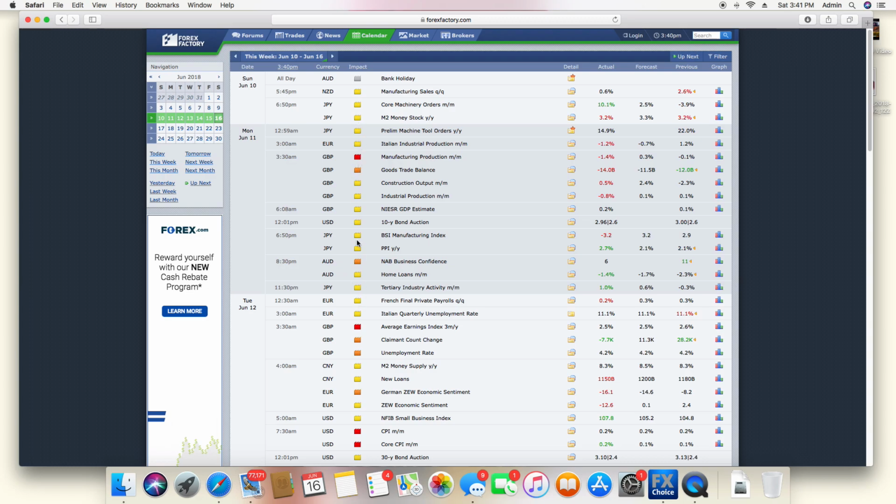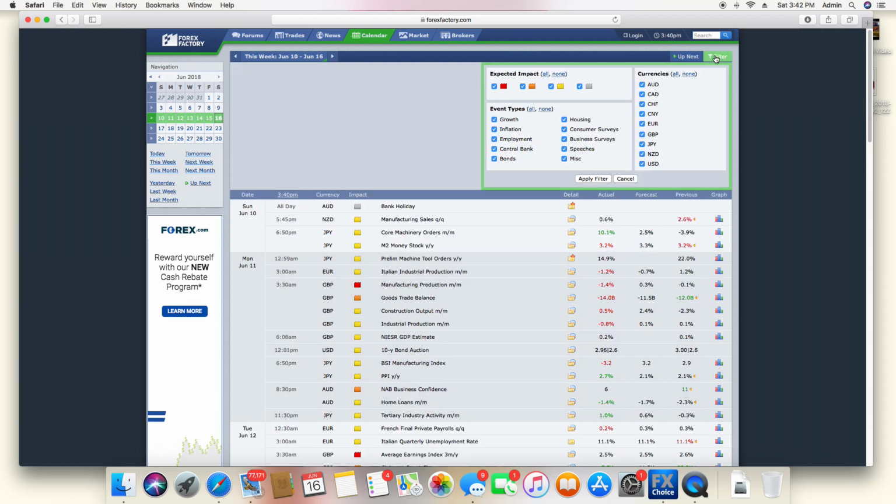Okay, so you can filter these to only get those that are going to be significant to impact the market. And all you do is you go up here to the top right hand corner, select filter. And then if you want to, you can take off low impact and moderate impact, which is what I'm going to do. Some people like to leave orange and red checked, but I'm going to uncheck both of those.